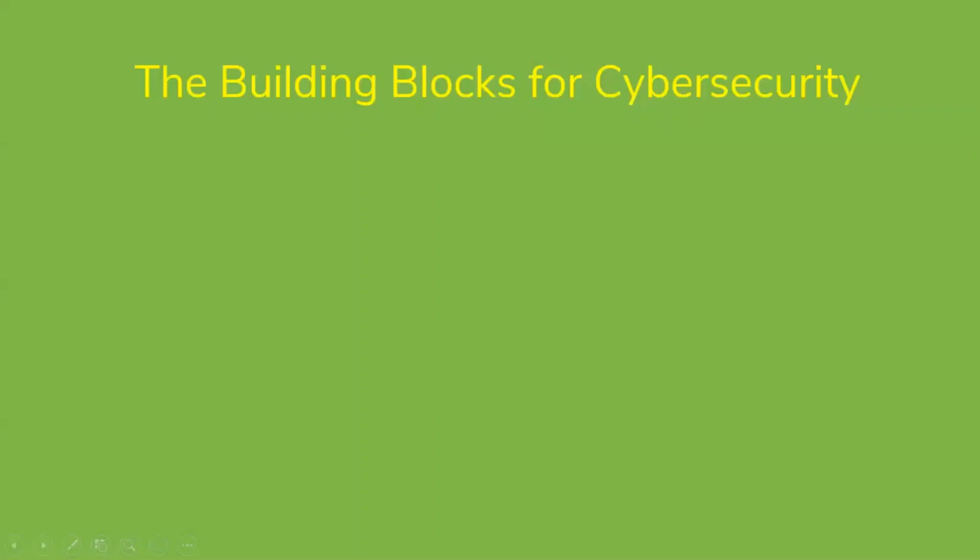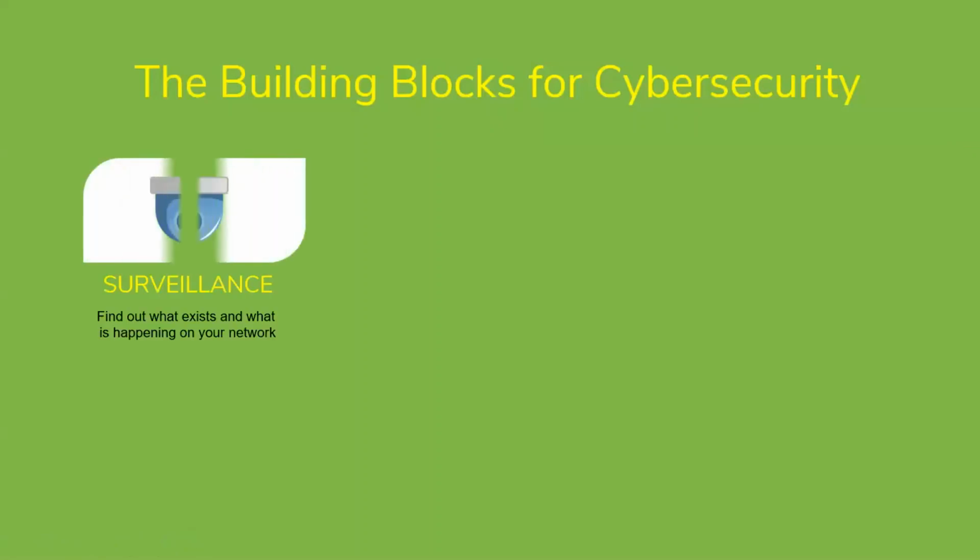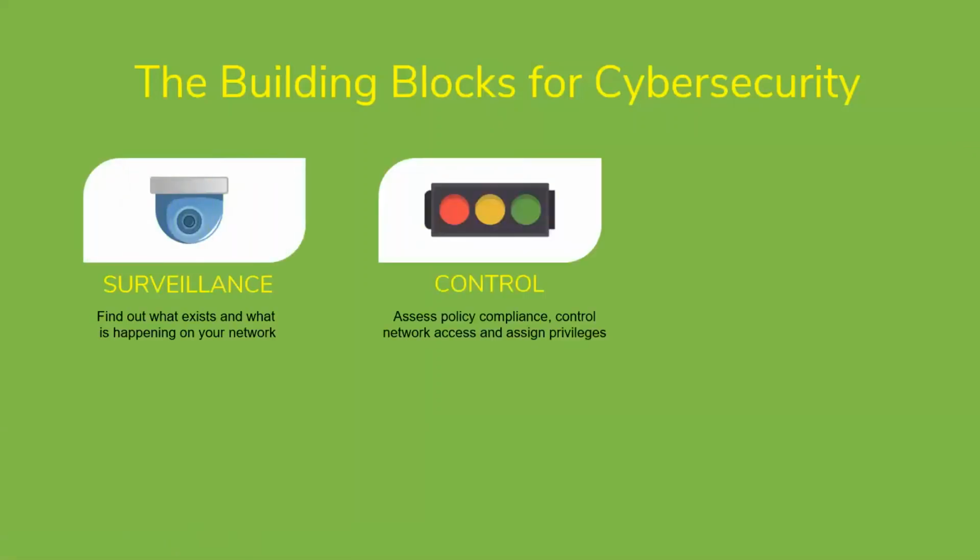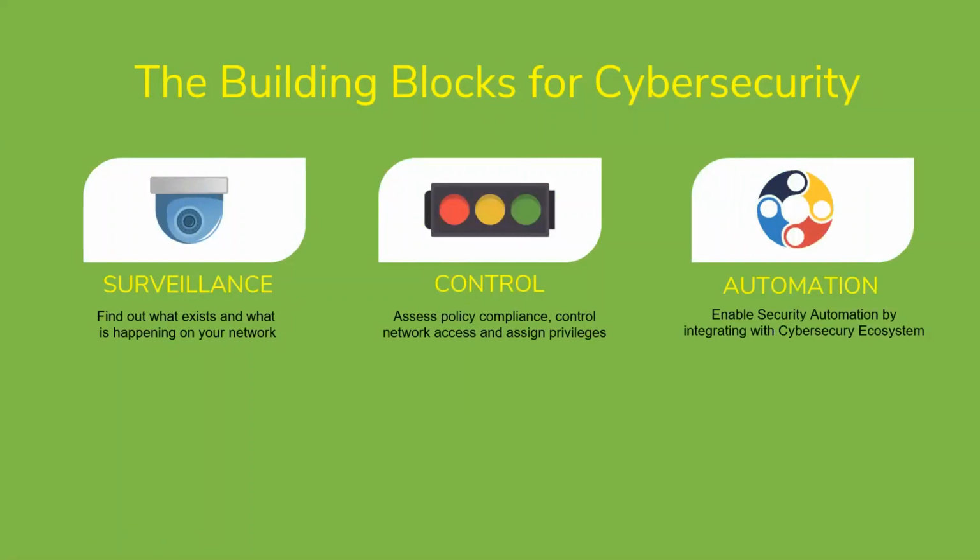So keeping that in mind, how do we actually make that happen? So we look at the building blocks for cybersecurity. These align directly with the goals of zero trust access. Surveillance, of course, you can't control anything unless you first are aware of it. So surveillance is key because you want to find out who and what is on your network and what's happening on your network. You need to have that information before you can make any decisions about controlling access.